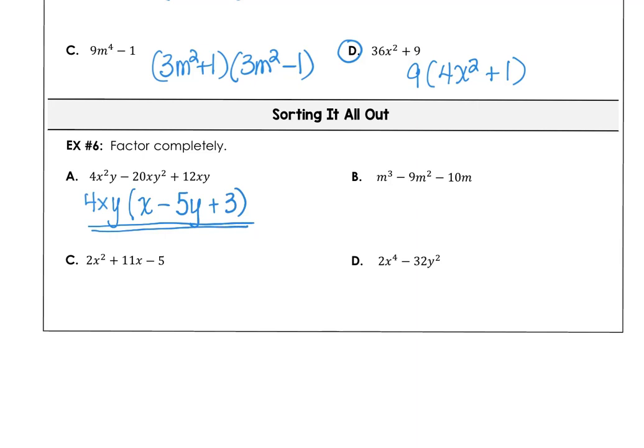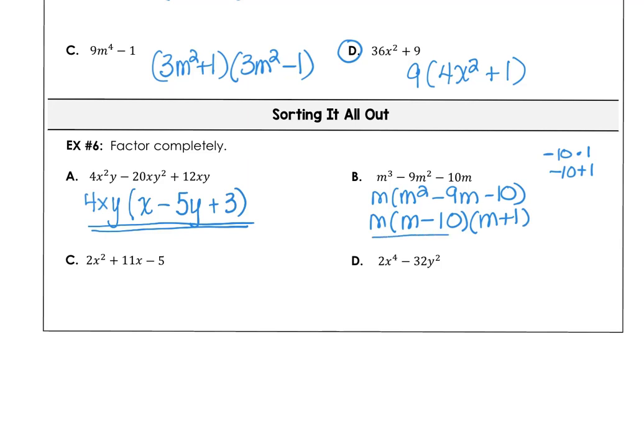Part B, each term has an m in common. m squared minus 9m minus 10 is our first step. And I think for factors of 10, we could use 10 times 1. And if negative 10 plus 1 was used, that would give us the negative 9 in the middle. So we want (m - 10) times (m + 1) to factor that completely.